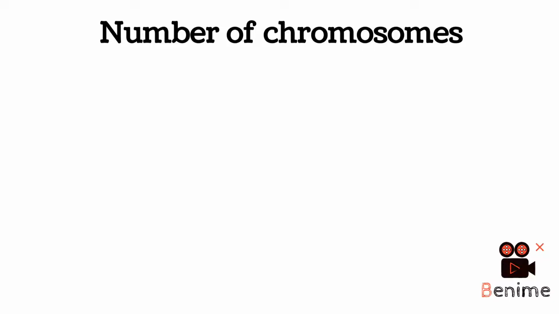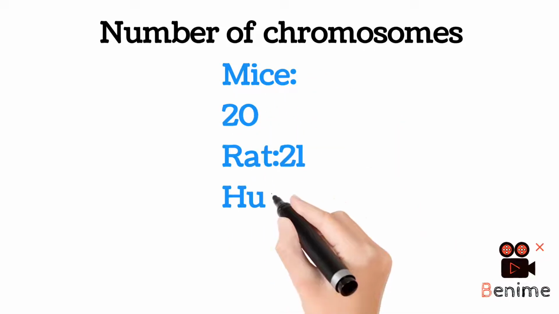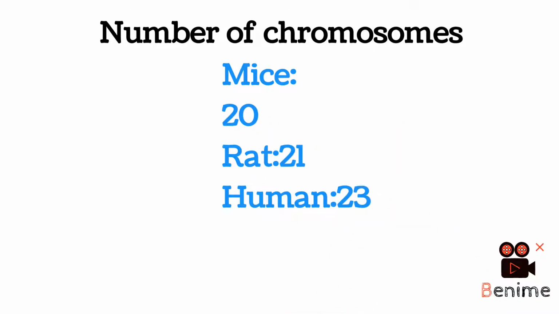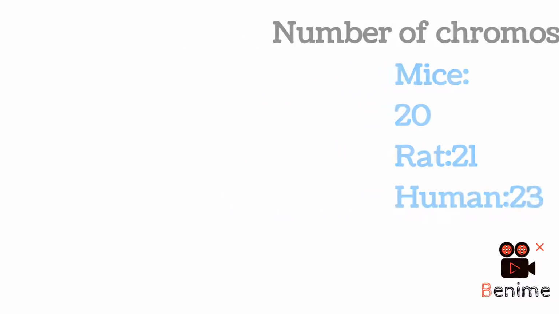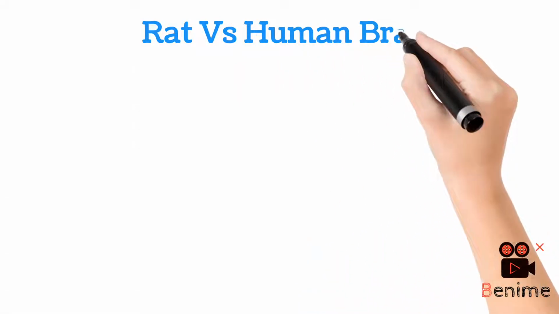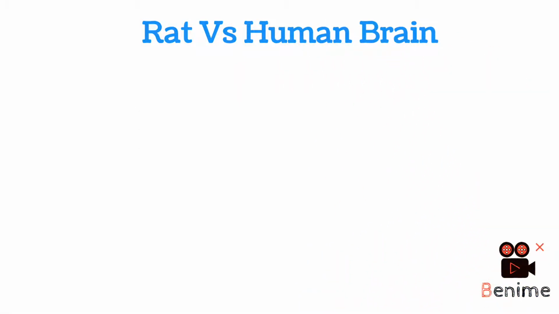So you should also know about the number of chromosomes present in mice and rat. In humans there are 23 pairs of chromosomes, whereas in rat there are 21, and in mice only 20 pairs of chromosomes are present. Now you tell me why it is important for you to know the number of chromosomes present. Is it related with some genotoxicity studies or not?